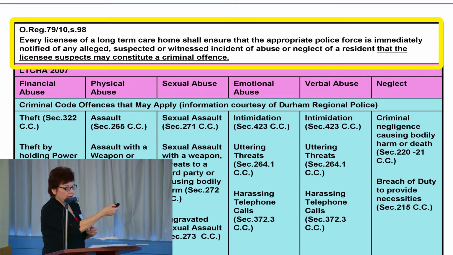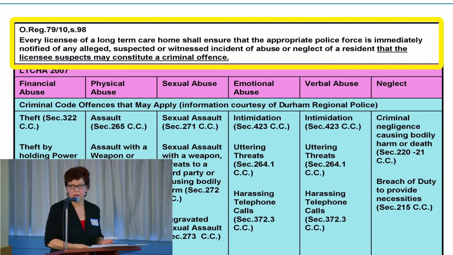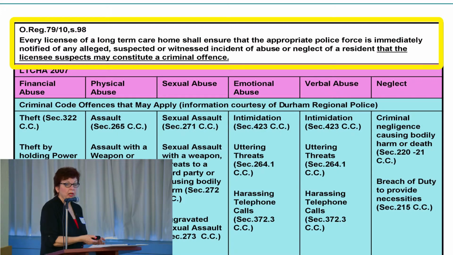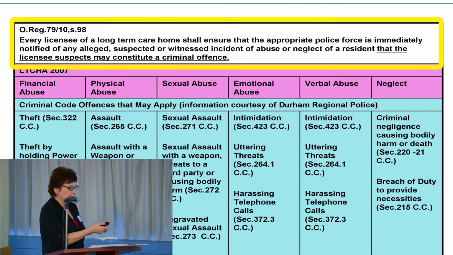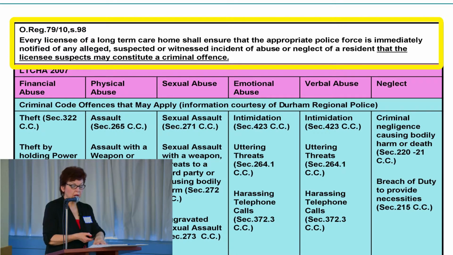But the key here is the incidents that the licensee suspects may constitute a criminal offense. Well, it's like, well, we don't know the Criminal Code. How do we know what constitutes a criminal offense? Well, there are some pretty obvious things, and those are the things that would probably come to mind if something is being talked about with abuse and neglect. And so Durham Region Police had done this on a poster and were kind enough to let us adapt and use it as well.